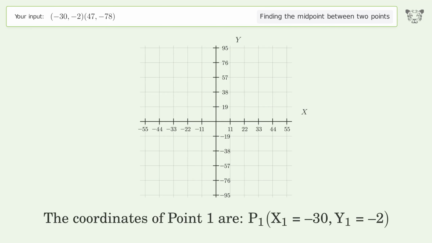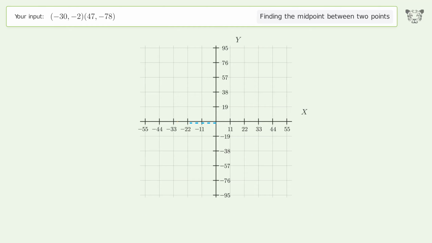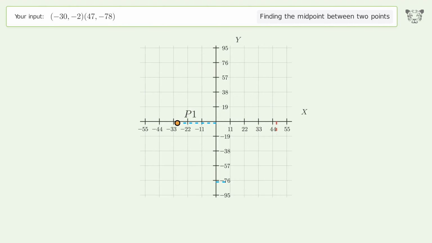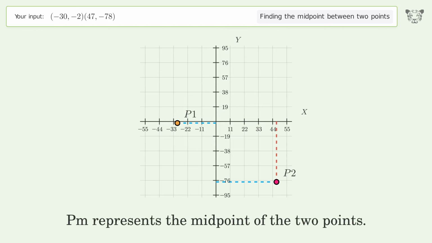The coordinates of point 1 are, x1 equals -30, y1 equals -2. The coordinates of point 2 are, x2 equals 47, y2 equals -78. PM represents the midpoint of the 2 points.